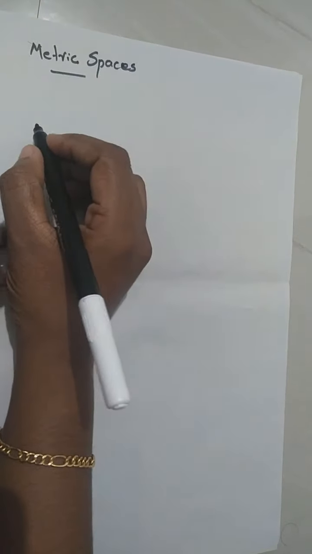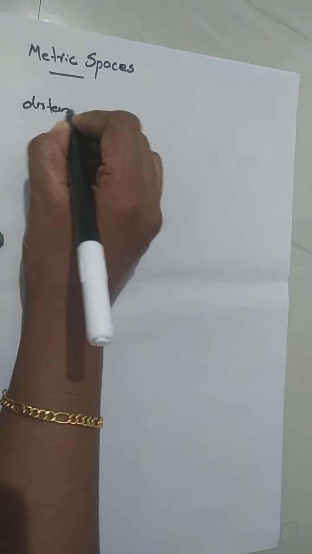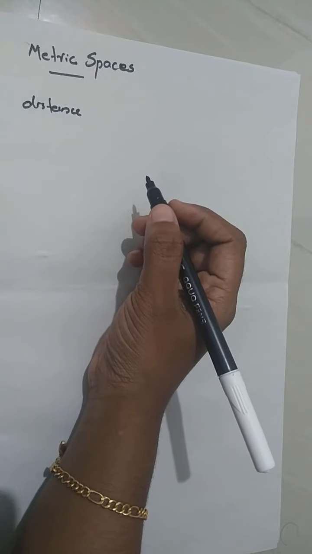Metric spaces. In order to define metric spaces, first of all we need to define what a metric is. So generally, what is a distance? Distance is a function, right? What is distance? Distance can be defined when you have points in some set.